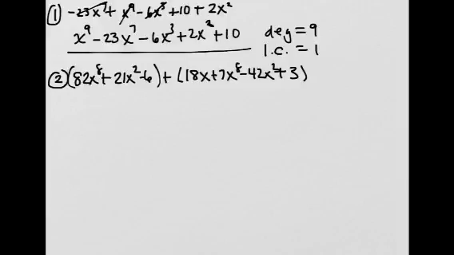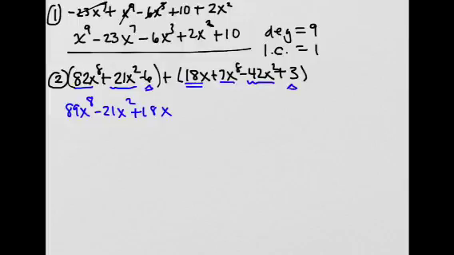Okay, for number 2, we're adding, so we look for the highest degree, the largest degree. In this case it's 8, so it's here and here. Combine those two, so that gives you 89. And then the next highest would be the square. So I've got here and here. So that would be 21 minus 42, that would be negative 21x squared. Then there's 1x, and then there's the negative 6 and the positive 3, so that gives you minus 3.